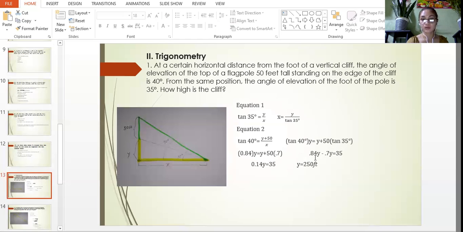So 0.84y minus 0.7y is equal to 35. So 0.14y is equal to 35. Then y is equal to 200 feet. So the height of the cliff is equal to 250 feet.